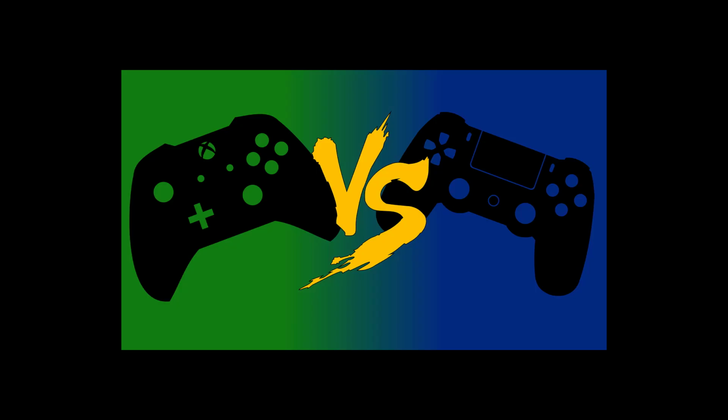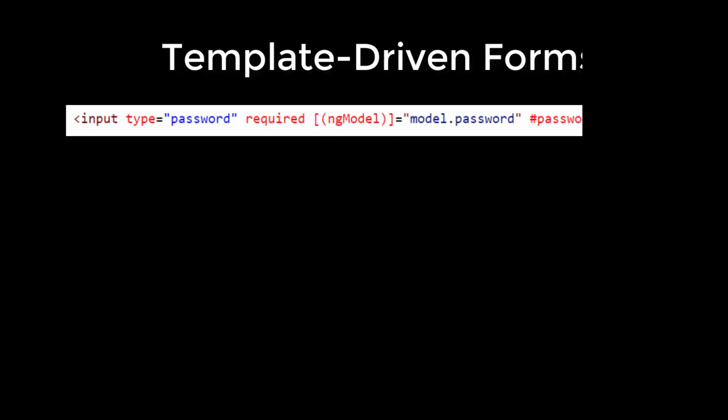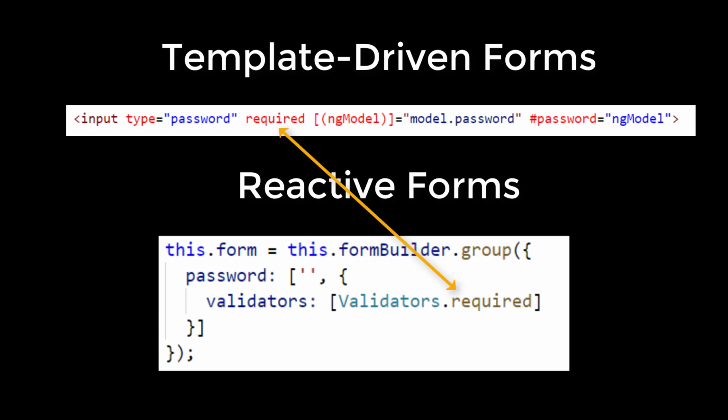There are two types of forms, template-driven forms and reactive forms. The template-driven forms are configured in the HTML template. Reactive forms are configured using JavaScript.